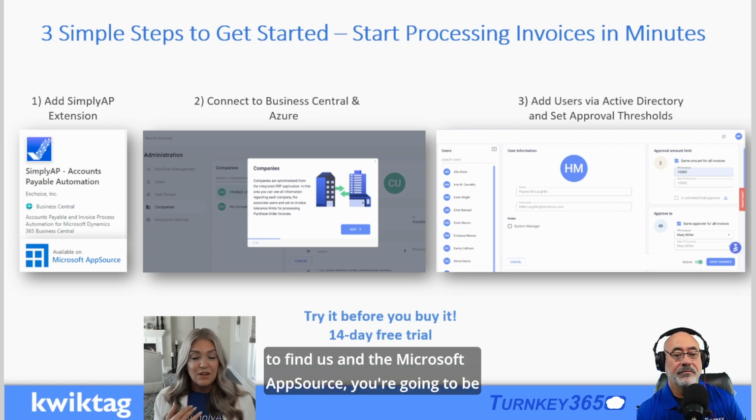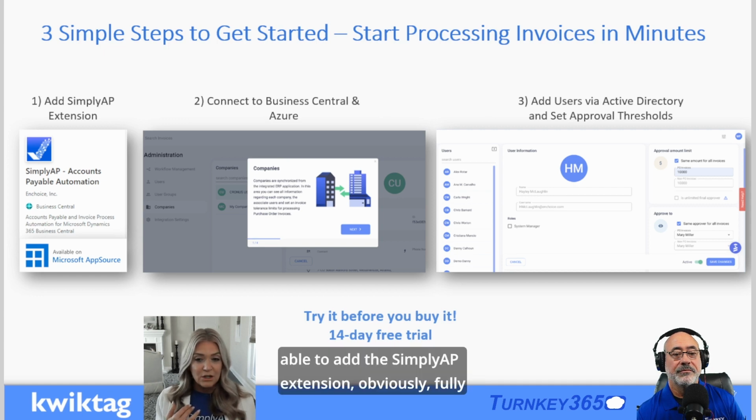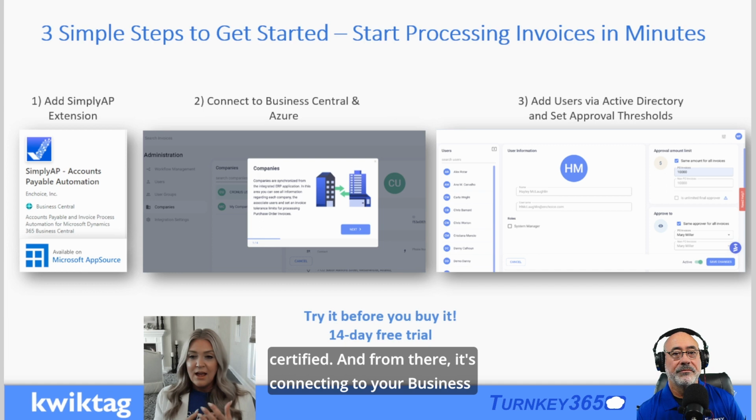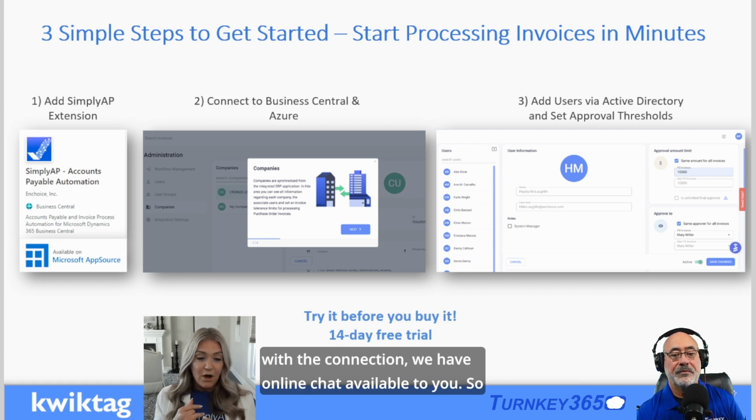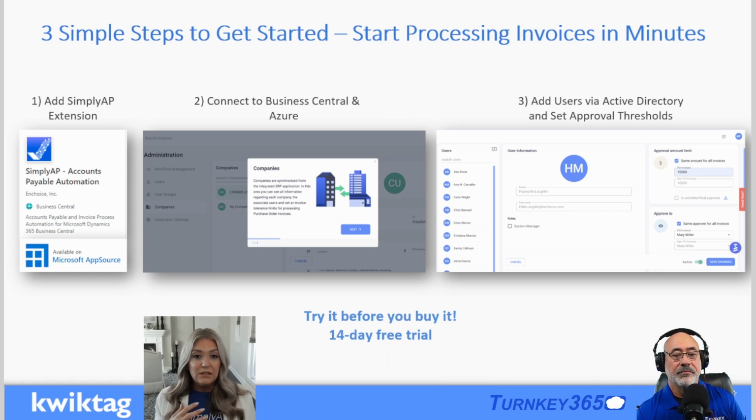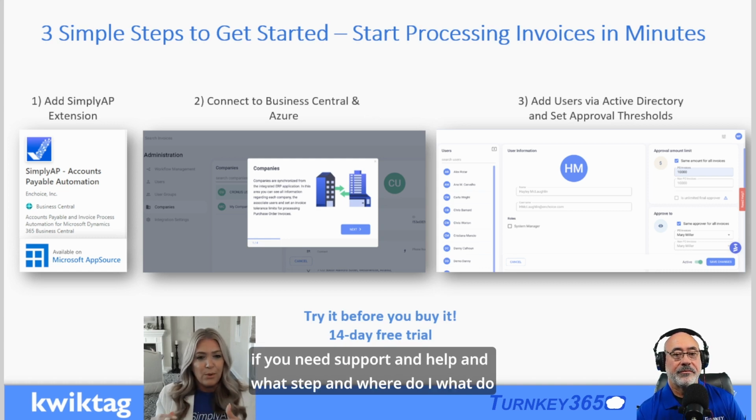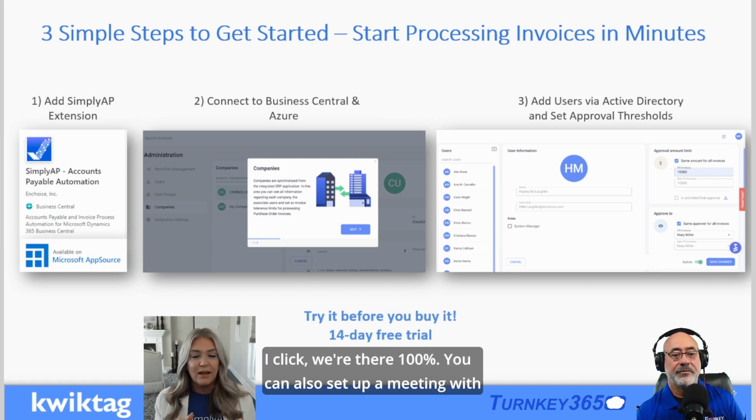So you're certainly going to find us in the Microsoft App Source. You're going to be able to add the Simply AP extension, obviously fully certified. And from there, it's connecting to your Business Central environment. And I'll tell you, as you log in to do the connection, we have online chat available to you. So if you need support and help, like what step and what do I click, we're there 100%. You can also set up a meeting with us. And we also have tutorials directly through the process, video tutorials that'll help you highlight that connectivity to Business Central.